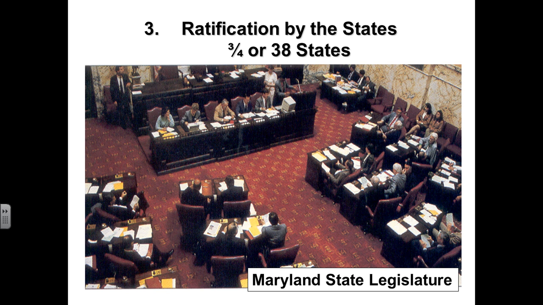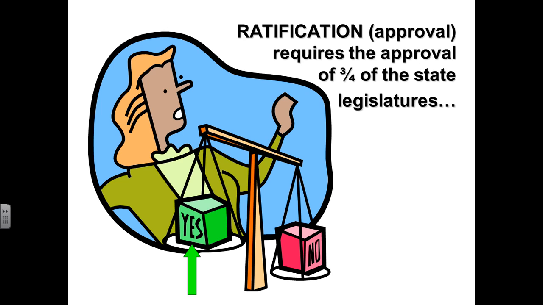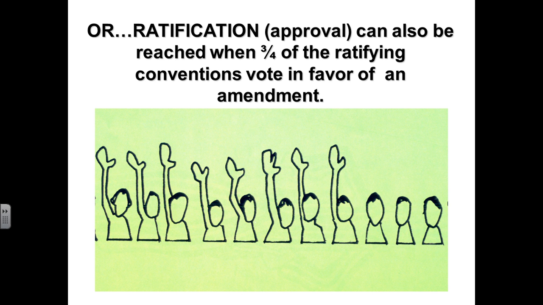Ratification by the states, or 3/4 or 38 states. Ratified means approved by. They vote to show they approve that amendment and they want it to become part of the Constitution. Ratification or approval requires the approval of 3/4 of the state legislatures. So one way to do this step is that the state governments, the legislature, so the law-making branch in the state governments, vote on it, and they say, yes, we think also that this should be part of the United States Constitution.